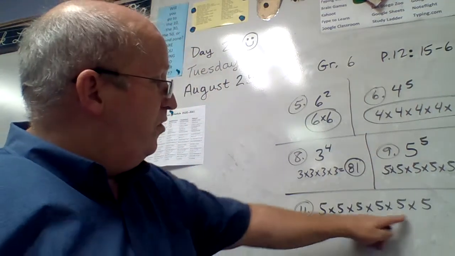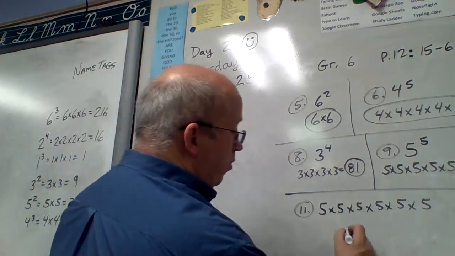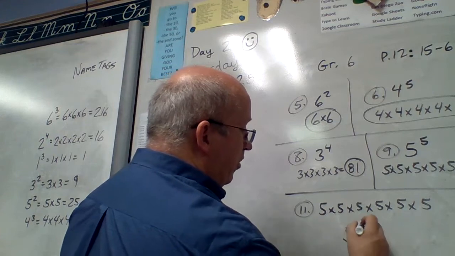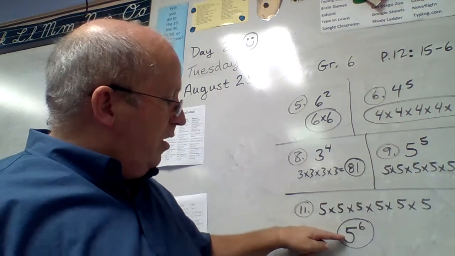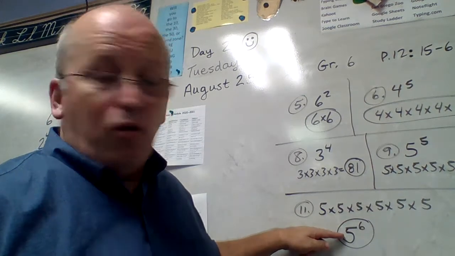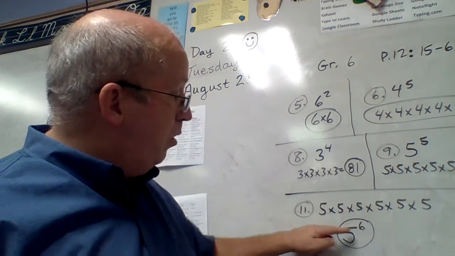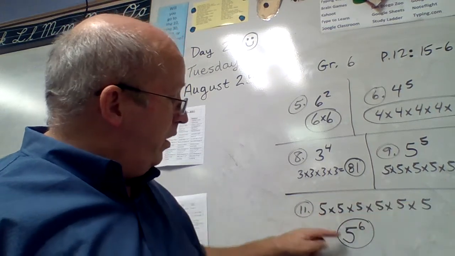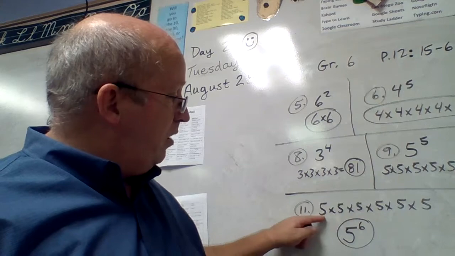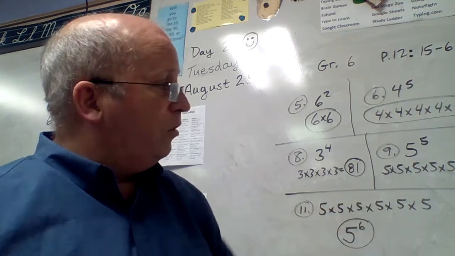So we have this right here. I'm going to write it as 5 to the 6th power. Write this expression in exponential form means write it as 5 to the 6th power. Why did I write a 6 here? Because there's 6 5s. Why did I write a 5 here as the base? Because 5 is the number that's being multiplied.